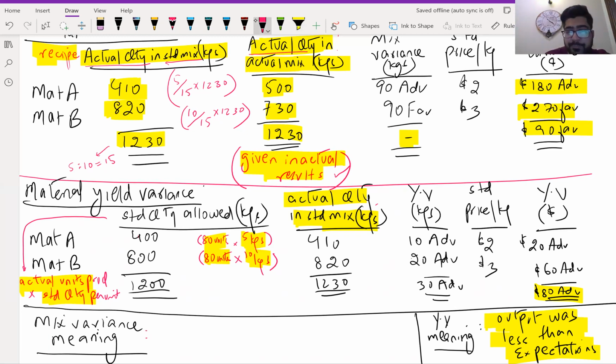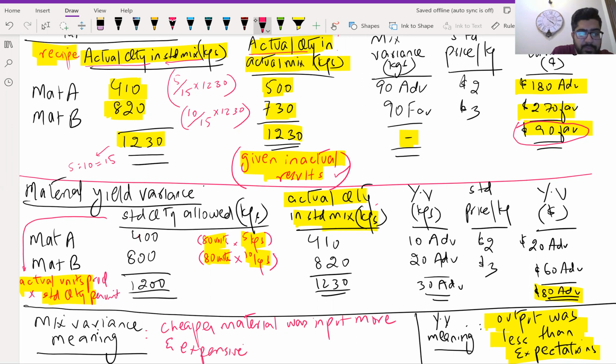Now, mixed variance of 90 favorable means cheaper material was input more and expensive material was input less. This is just for understanding one time. For the future, you can learn this.